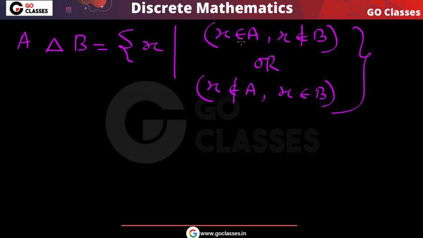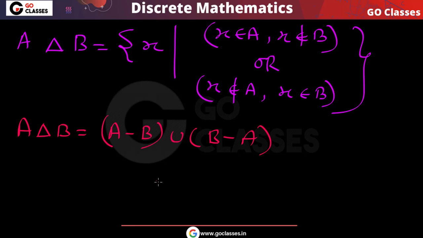Basically those elements which are in A but not in B, or which are in B but not A. A symmetric difference B has those elements which are in exactly one of these sets. So if some element is in A but not in B, then it will be in the symmetric difference. If some element is in B but not in A, then it will also be in the symmetric difference. Basically A symmetric difference B means A minus B union B minus A. So this is the definition of symmetric difference: A minus B union B minus A.